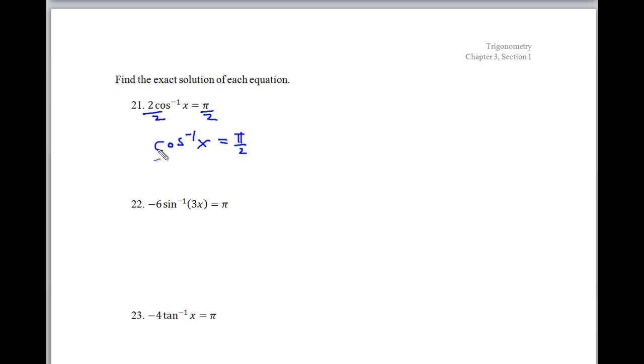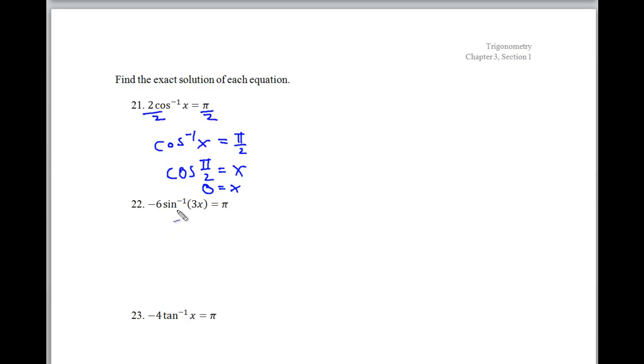Now at this stage, with the inverse cosine all by itself, what I'm going to do is flip for the inverse. So I know that the equivalent equation to this would be changing the position of my y and x. So this is going to be the cosine of pi over 2 is equal to x. What this allows me to do is look up on my unit circle where cosine of pi over 2 is. And the cosine of pi over 2 is 0. So the answer to this problem is 0 is equal to x.